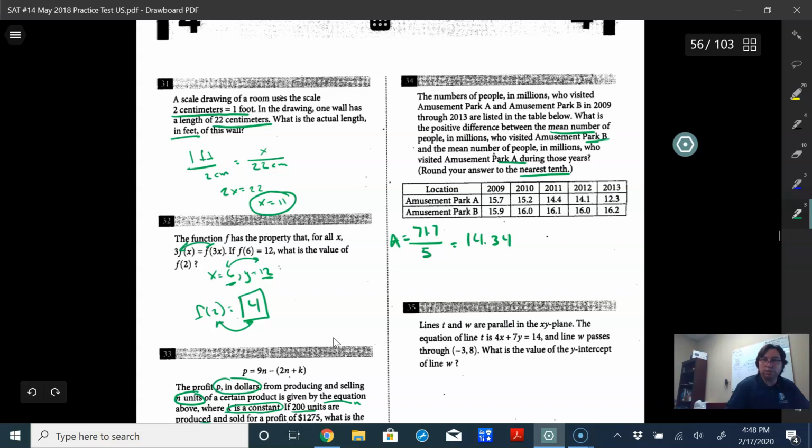All right, so let's look at amusement park B now and sum up all those values together. So 15.9 plus 16 plus 16.1 plus 16 plus 16.2, and we're going to get 80.2. Divided by 5, we get a value of 16.04. So take the difference of those two, 16.04 minus 14.34, and you're going to get 1.7, and that is our answer choice there.